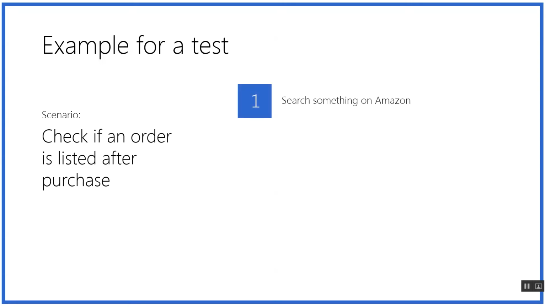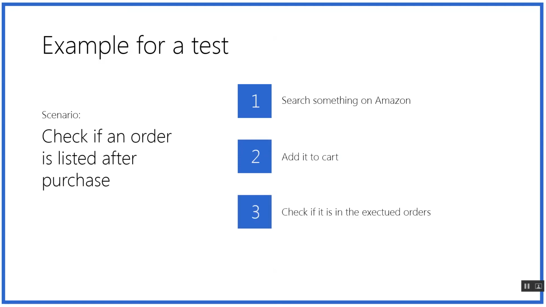First of all, we have to go to Amazon.com and search for something like a DVD player we want to buy. In a second step, we add it to our cart. And in the third step, we execute this order and check if the order is listed in our purchases. This separation of the several steps is very important for later. But let us see how this could look in reality.